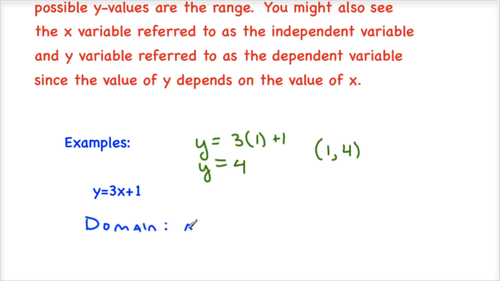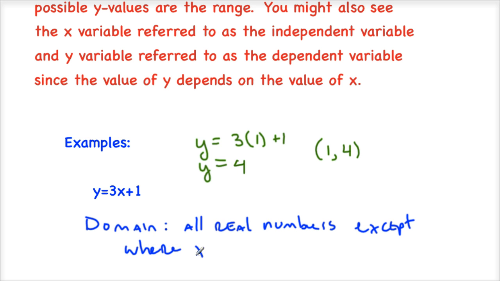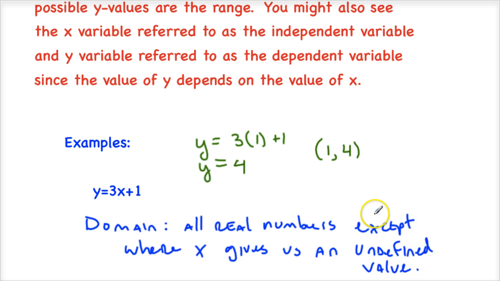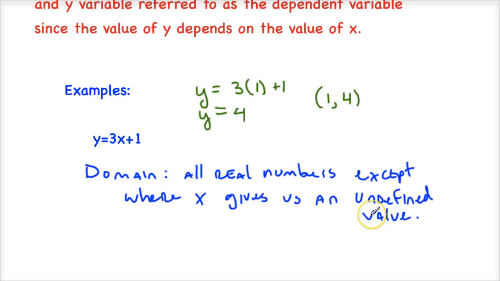Okay, so the domain will be all real numbers except where x gives us, we could call it an unreal or an imaginary or undefined value. Okay, so this is going to happen rarely, but there's two scenarios where we are going to see it occur. So the domain is going to be all real numbers except where x gives us an undefined value. And I can show you two examples of that right now.